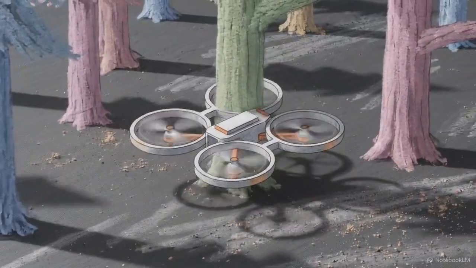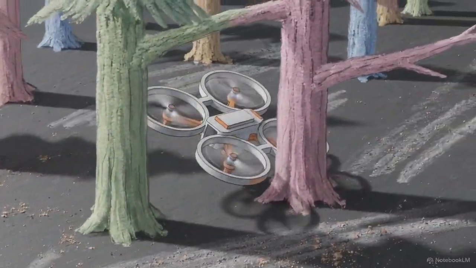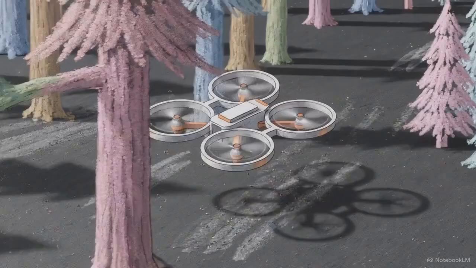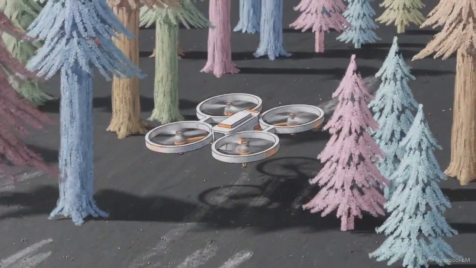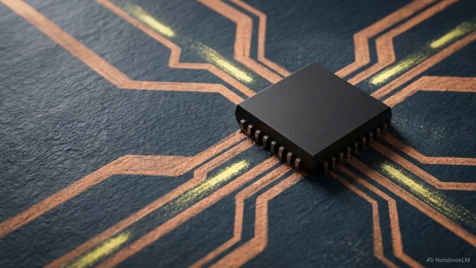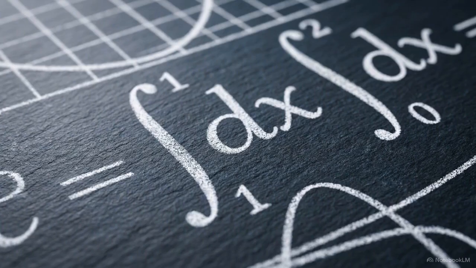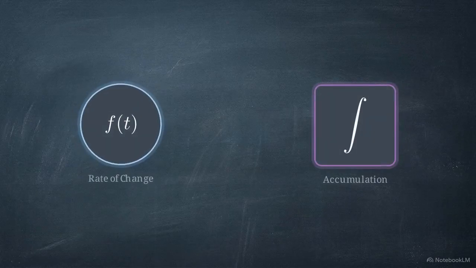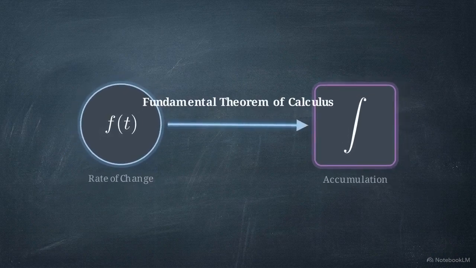To keep a quadcopter airborne in a dense forest, its flight controller has to calculate thousands of spatial corrections every second. It is performing continuous accumulation. In calculus, a definite integral calculates the exact accumulated sum of a changing quantity bounded over a specific interval. To execute this fast enough to avoid crashing, we rely on the fundamental theorem of calculus. It provides the critical mathematical bridge linking a dynamic rate of change directly to total accumulation.